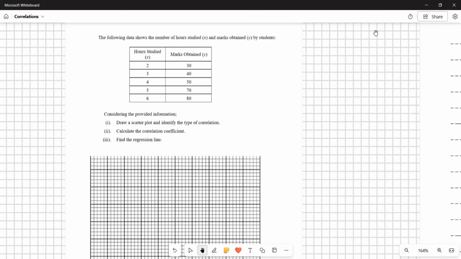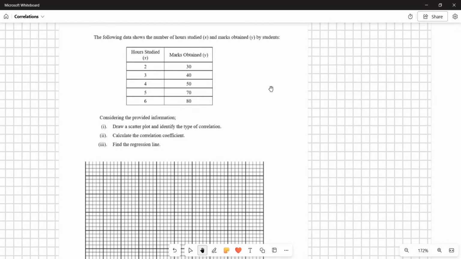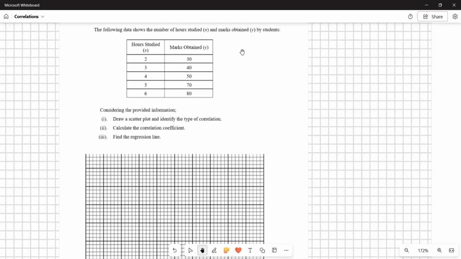But we'll go to the problem quickly. Read the problem carefully. The following data shows the number of hours studied X and the marks obtained by students. Hours studied X, marks obtained Y. Consider the provided information, draw a scatter plot and identify the type of correlation.